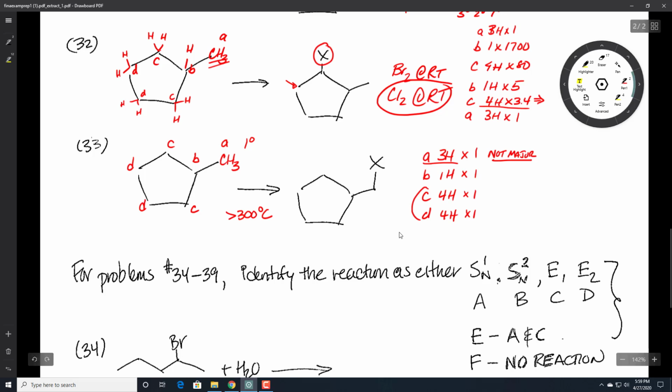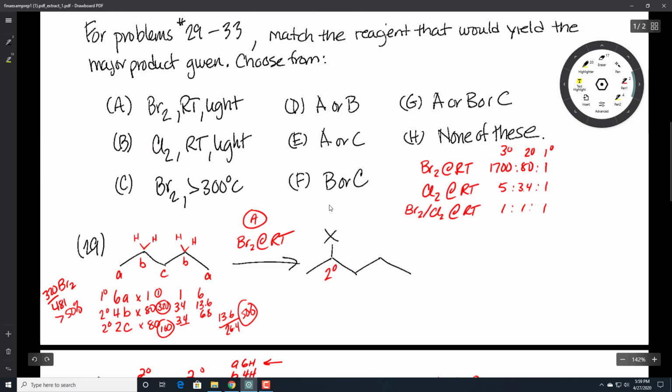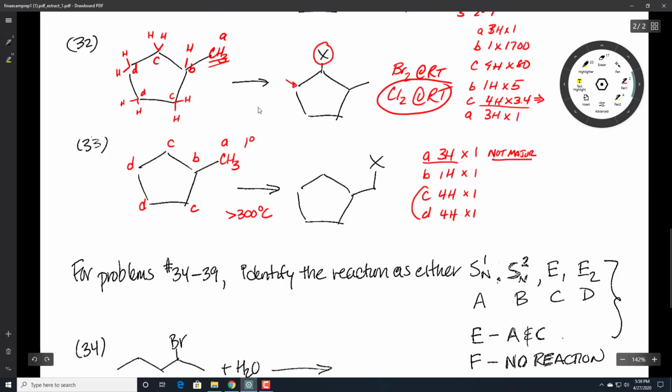So for reaction 33, the answer is none of these. It's H, which is none of those, because in this case, there is no way to make A the major product. Even under statistics, it only has 3 hydrogens versus C and D having 4.